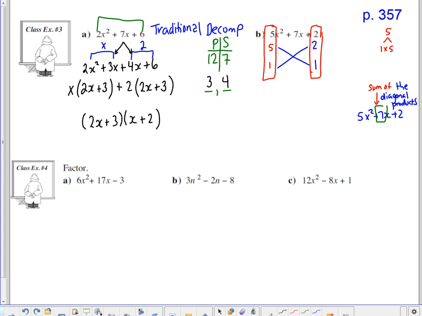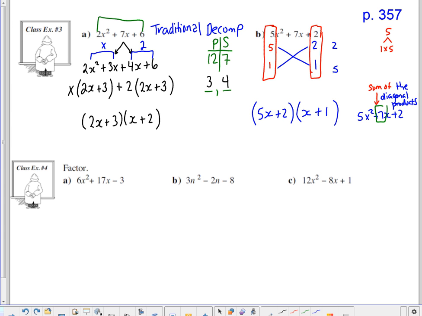Now, 1 times 5, does that give the product? Yes. 1 times 2, does that add to 7 now when we add those two diagonals together? The product of the diagonals. Yeah. And so, what is the factored form then? 5x plus 2 and x plus 1.